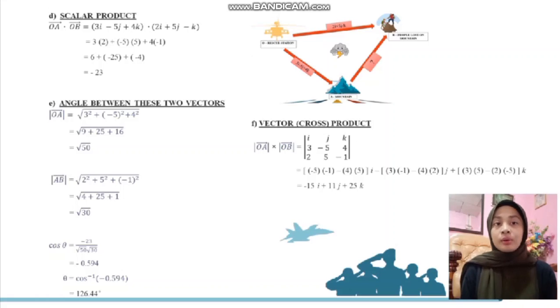Okey, saya akan sambung pula dengan vektor cross product. Cross vektor antara OA cross OB equal i, j, k; 3, -5, 4; 2, 5, -1, equal -5 darab -1 tolak 4 darab 5 i tolak 3 darab -1 tolak 4 darab 2 j tambah 3 darab 5 tolak 2 darab -5 k equal -15i tambah 11j tambah 25k. Itu saja pengiraan dari saya. Sekarang ini saya akan serahkan kepada Hatimah.